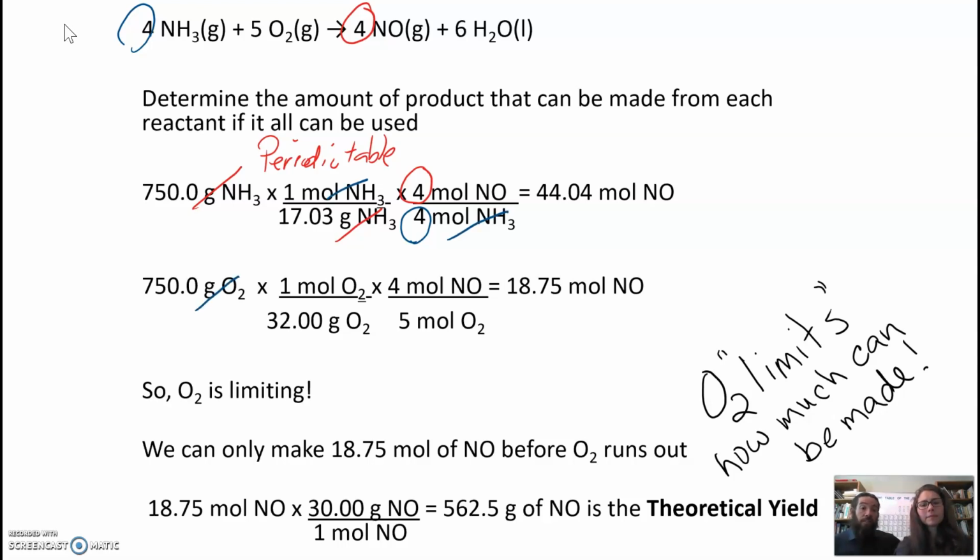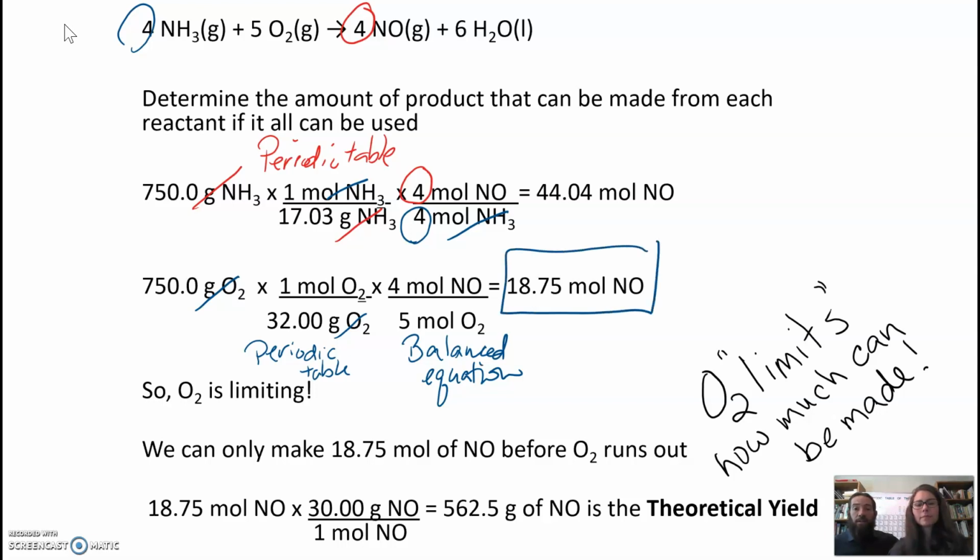1 mole is 32 grams. That's the molar mass of O2. And then next we go from moles of O2 to moles of NO. Again, mole over mole. These are coefficients from the balanced equation. So the 4 is with the NO and 5 with the O2. So 750 grams of oxygen will produce 18.75 moles of NO.